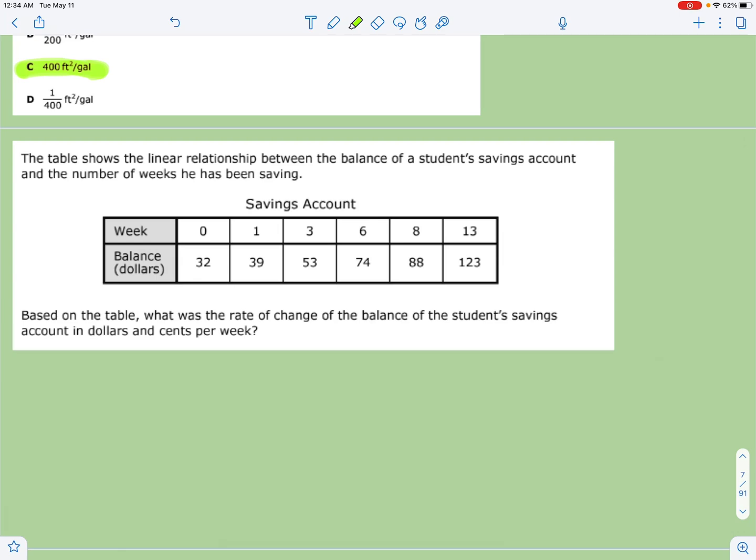All right. So then the table shows the linear relationship between the balance of a student's savings account and the number of weeks he has been saving. Based on the table, what was the rate of change of the balance of the student's savings account in dollars and cents per week? Key word here, out of all we read, you just need to pay attention to the rate of change. Because that means slope. And we said slope means rise over run, which is change in y over change in x. When we rise, that's the y. Run, that's the x.